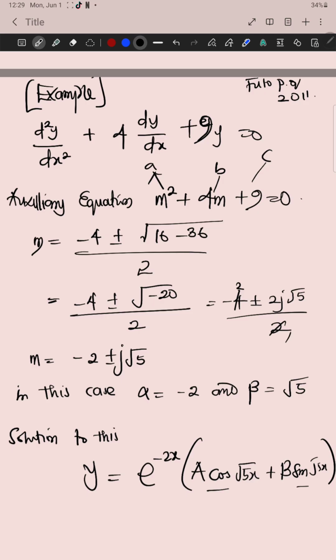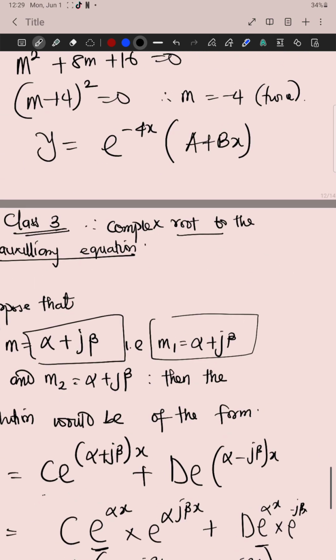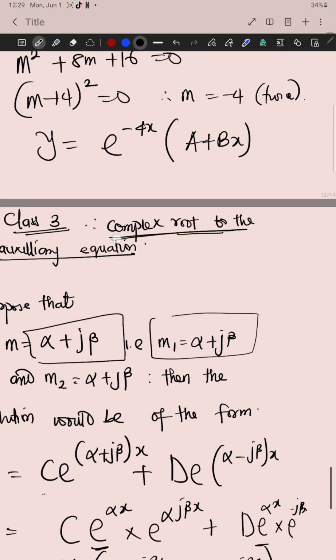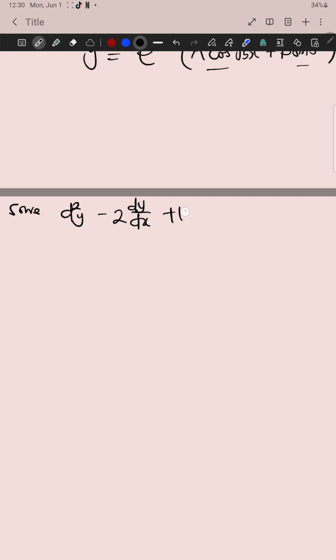All right. So let's look at another example under this class, the class of auxiliary equations that have complex roots. Don't forget, complex roots. Now let's look at another example, where the past question says solve d squared y over dx squared minus 2 dy over dx plus 10y is equal to 0.